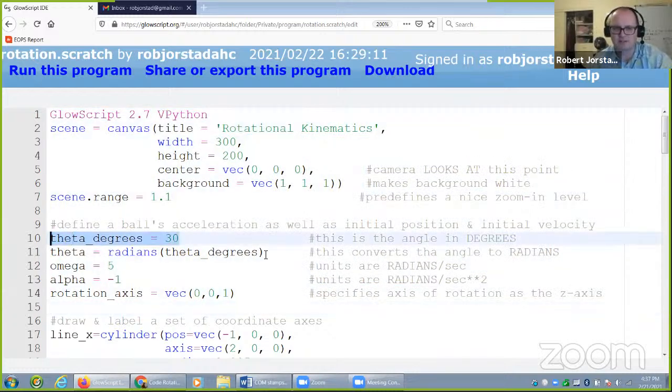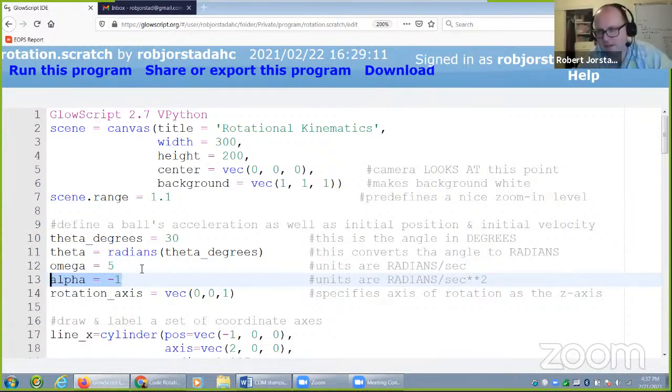So obviously we need to convert to radians. So we're going to do that. And then omega is angular velocity, and alpha is going to be angular acceleration. And you probably are familiar with the fact that technically we've got to be careful whether or not we could treat these as vectors or not.